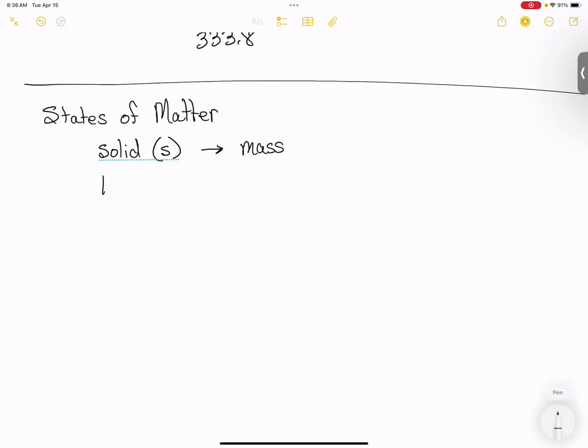You will have a pure liquid, and we represent it with a cursive L in order to separate it from a 1, because they look the same when they're typed. So we represent it with a cursive L to make sure that it's obvious. And a lot of times you're going to measure this using volume.